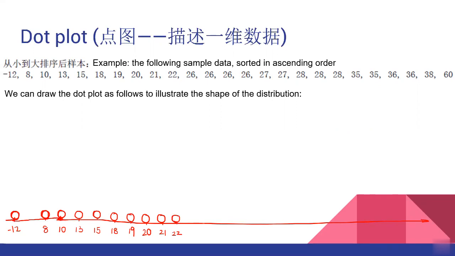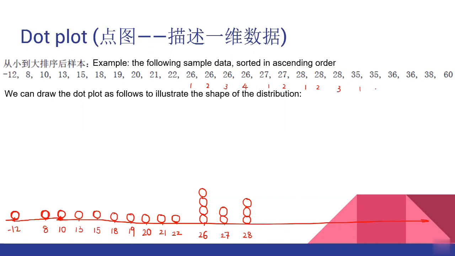Okay, 26. Suppose 26 is here. How many 26s? 1, 2, 3, 4, right? We find four 26s, so you need to draw 4 circles here. 27, 1, 2. Two 27s, so we need to draw 2 circles here. 28, 1, 2, 3. We have three 28s. So we need to draw 3 circles here.